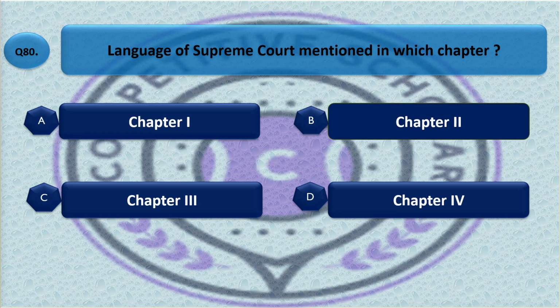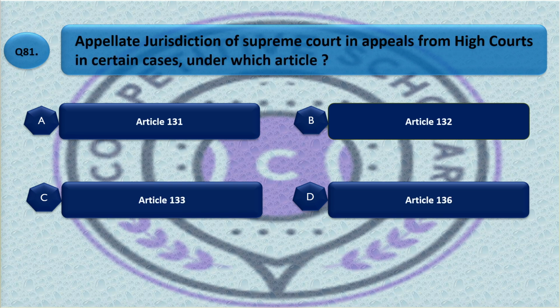Question number 80. Language of Supreme Court mentioned in which chapter? Option A, Chapter 1. Option B, Chapter 2. Option C, Chapter 3. Option D, Chapter 4. So the answer is Chapter 3, that is C.